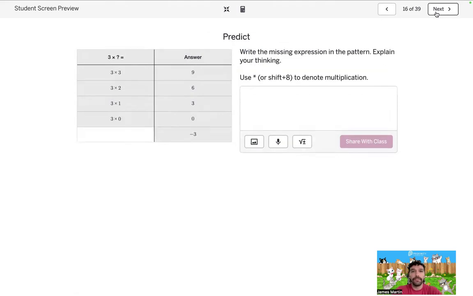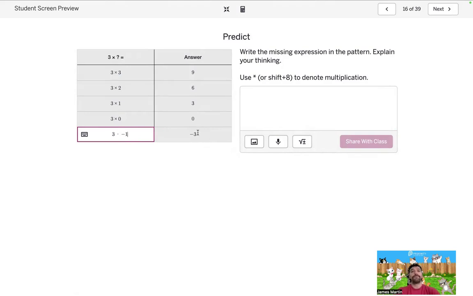So let's continue on. Look, we're following the same pattern here. So we have 9, 6, 3, 0, and then negative 3. So this number here keeps getting smaller. This number here keeps getting smaller. So what is the next one after 0? That's going to be negative 1. So we can write that as 3 times negative 1. 3 times negative 1 is going to give us negative 3.